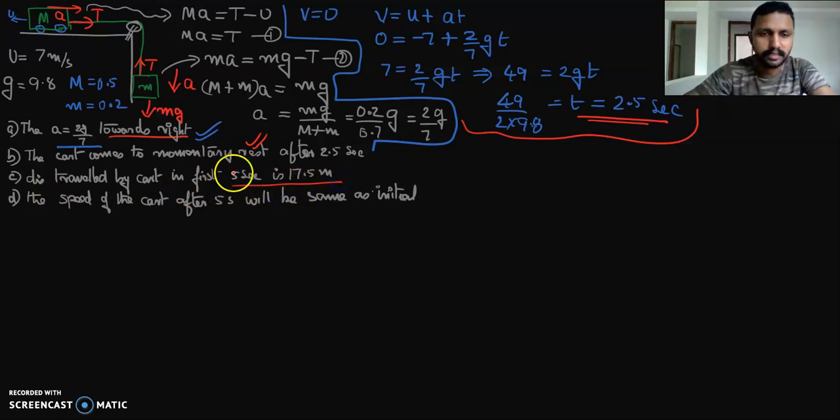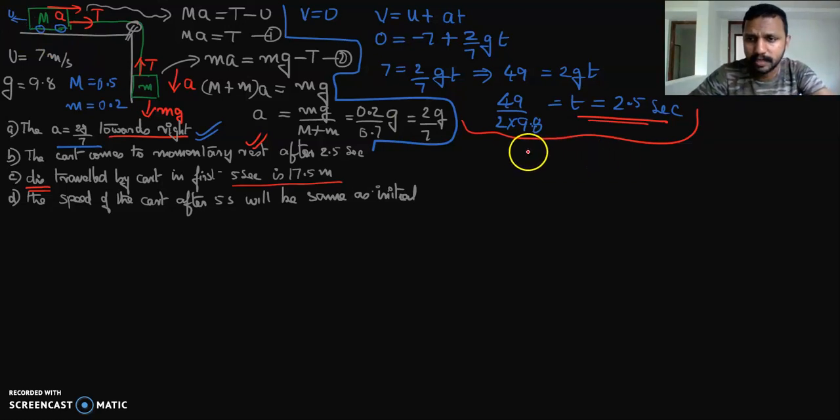What they are saying is the distance traveled by this cart in the first 5 seconds will be 17.5. Note that it is distance, it's not displacement. Since we know at a time of 2.5 seconds it will come to rest, in the first 2.5 seconds the cart is traveling in the direction of the initial velocity.